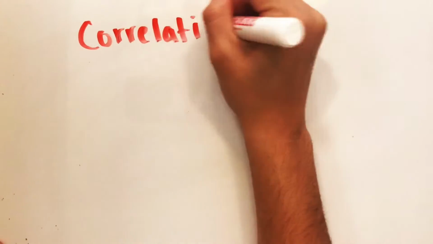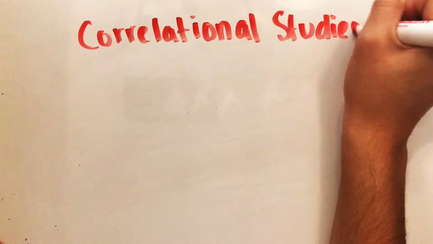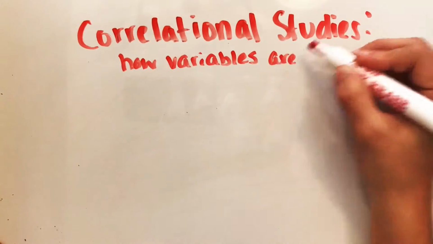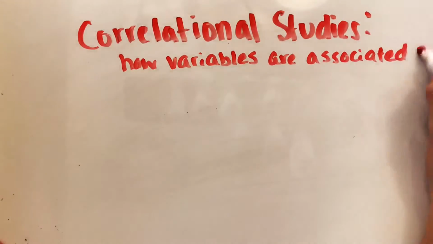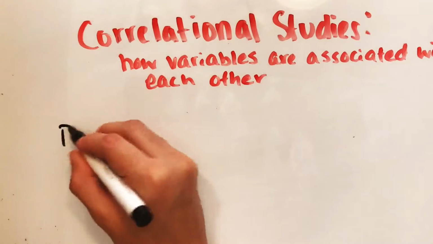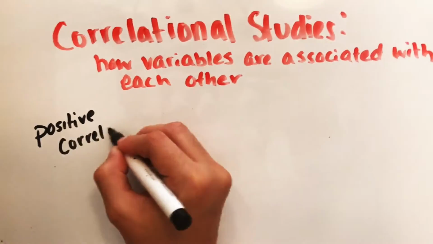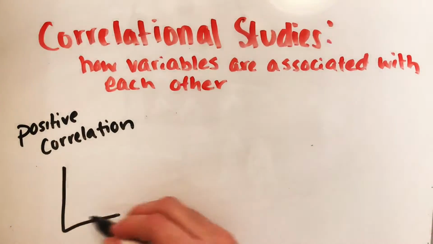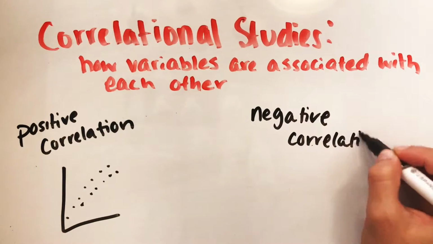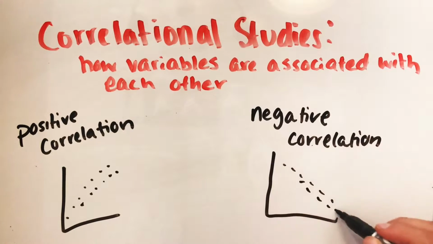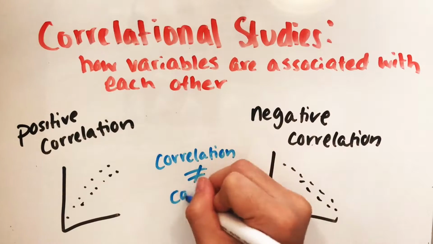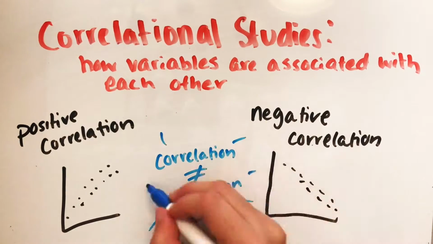Next, correlational studies show how variables are statistically related and show how changes in one variable are associated with changes in another. A positive correlation shows a relationship where both variables move in the same direction. A negative correlation shows a relationship where both variables move in opposite directions. These relationships can be shown in the visual representation known as a scatter plot. Also, note that correlation does not equal causation.